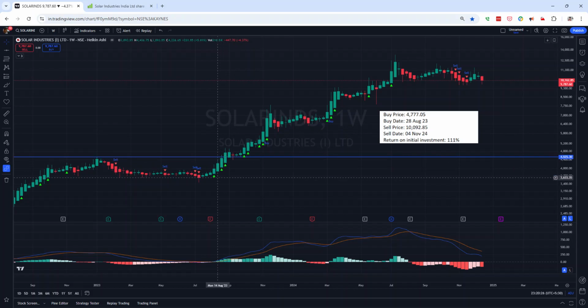What I noticed is there were already a couple of partial buy signals. So I went ahead and invested in Solar Industries. As you can see, as soon as I invested, the stock went up over the last year, and on 4th of November, I sold it at around 10,092. So in the process, I made a return of 111 percent. This is a little over a year.